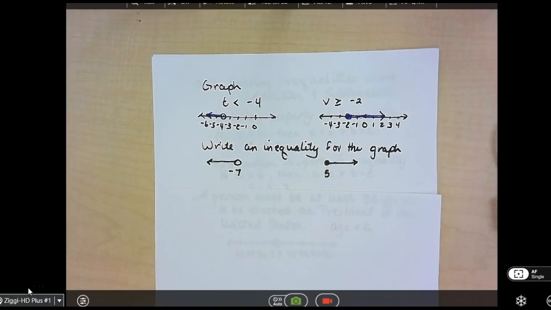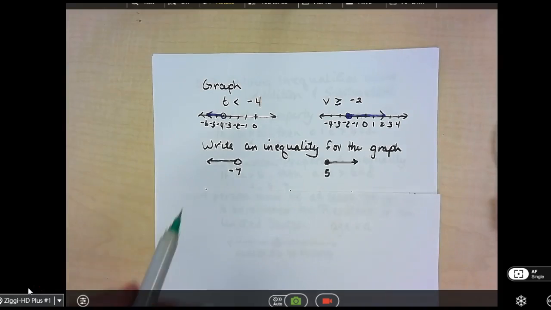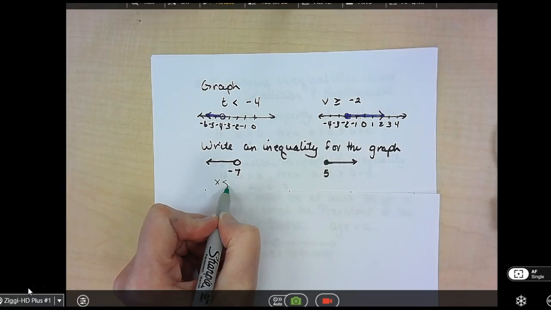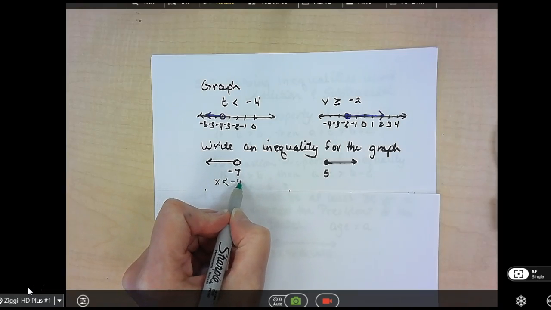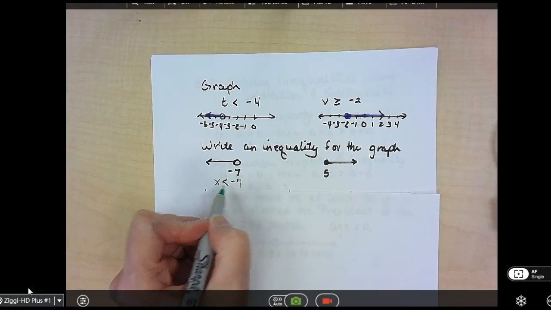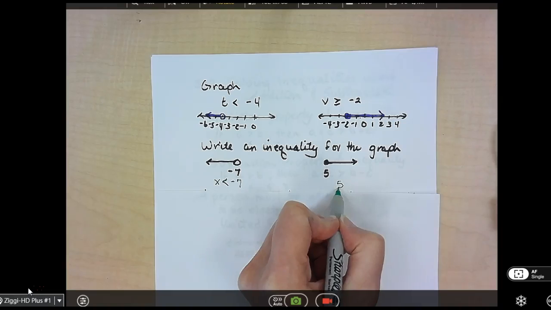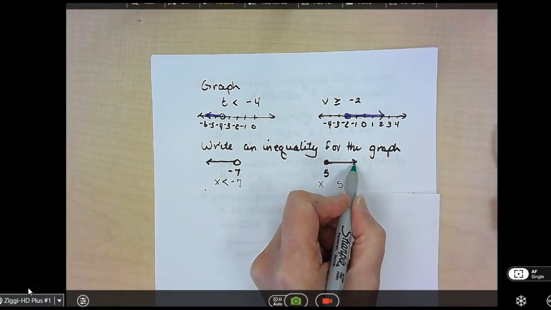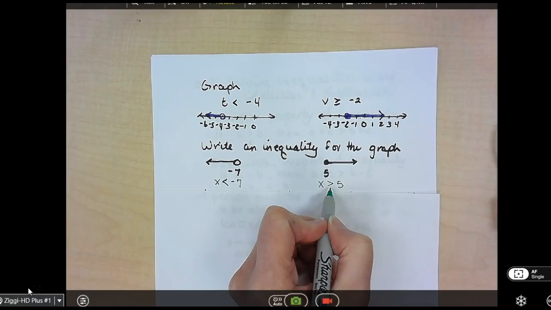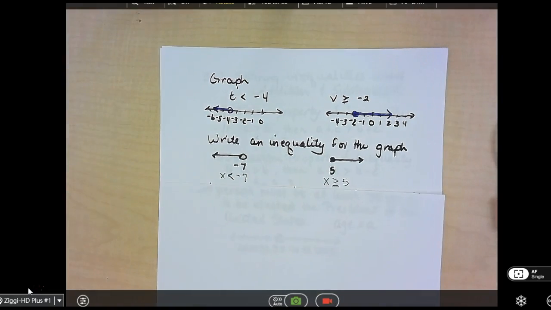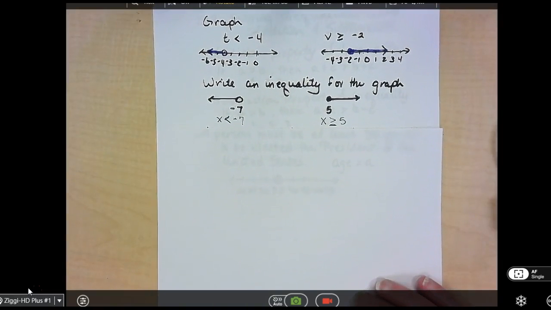In this one, we have to write our inequality for the graph. So we're starting at -7 and going that direction. So x is less than -7. It is not filled in, so we don't put our line underneath. We have starting at 5. So my x, and we're going that direction, is greater than. And this time it's filled in, so we need the equal to. And we've written our inequality for the graph.